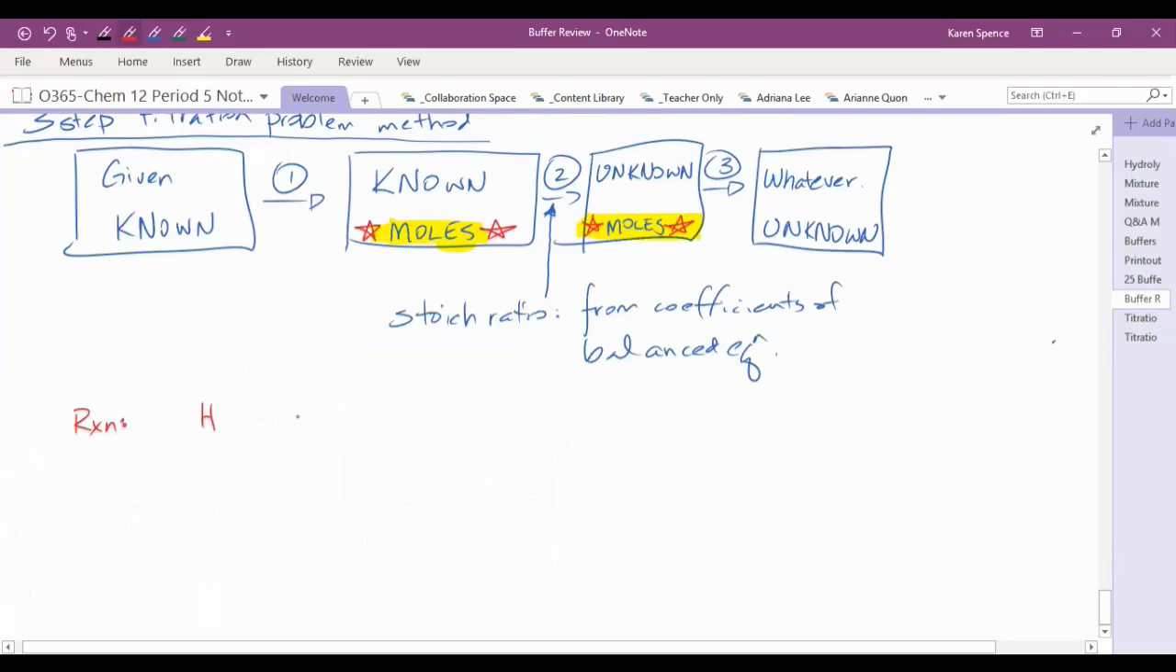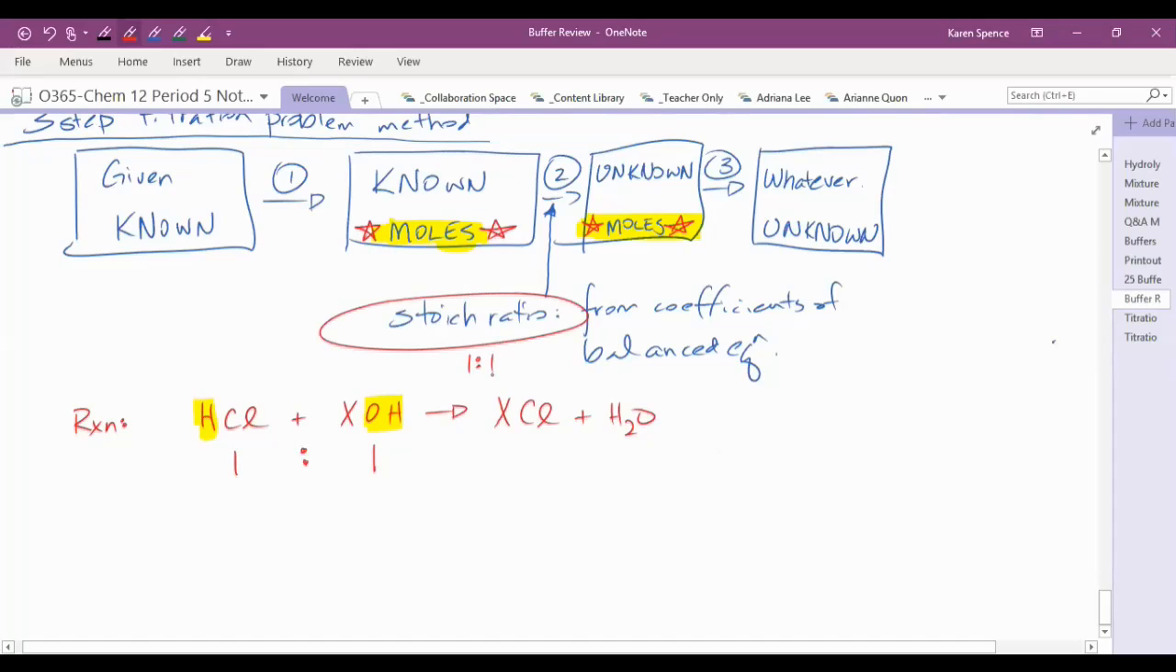Here's our reaction. HCl plus some monoprotic base goes to XCl plus H2O. And the key thing here, you don't even need to know what the products are really. You just need to know that if you have one hydrogen in your HCl, and if you have a monoprotic base, the ratio between the acid and the base is going to be 1:1. So this stoich ratio for step 2 is going to be a 1:1 ratio.